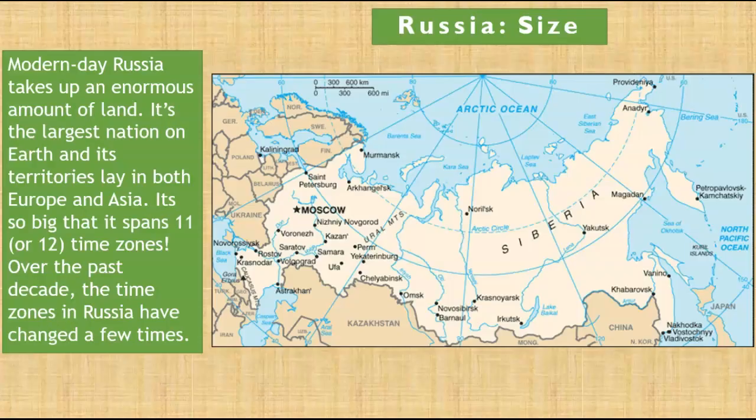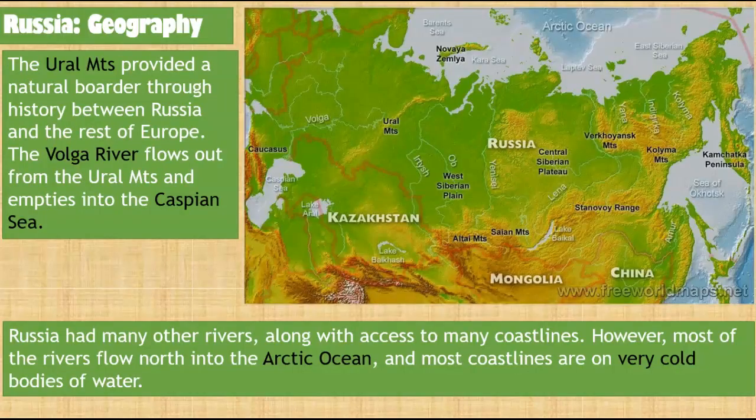So Russia's size. Modern-day Russia takes up an enormous amount of land. It's the largest nation on Earth, and its territories lie in both Europe and Asia. It's so big that it spans 11 or 12 time zones, and sometimes even more. The time zones sometimes vary and change. Over the past decade, the time zones have changed, so that number varies a little bit, but it is a huge, wide area of land. And during that time period, you can only imagine how many invasions there were and how much fighting there was, depending on where you were in that land area.